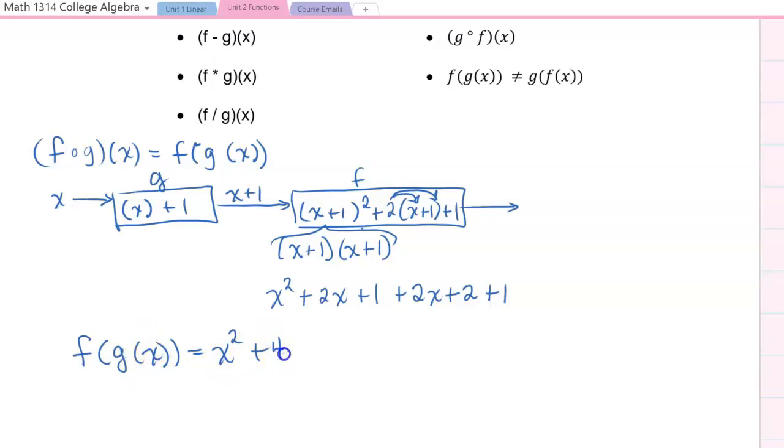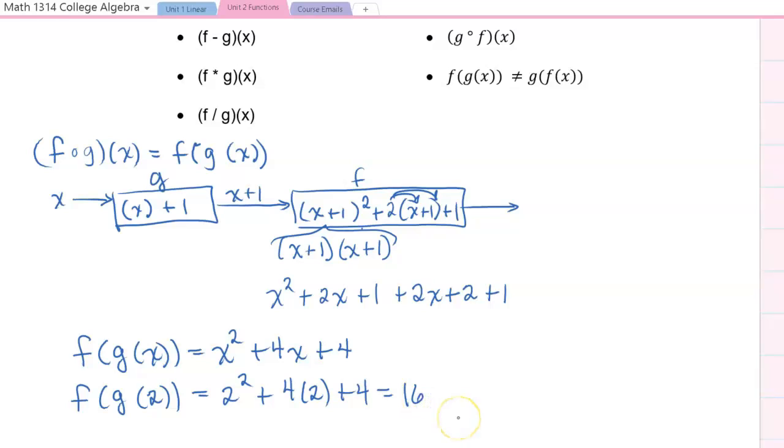Finding this composed function will also allow us to find that f of g of 2 by substituting 2, and we get 2 squared plus 4 times 2 plus 4, which we can represent with 4 plus 8 plus 4, which is 16. And this is the same value we found above when we had f of g of 2.